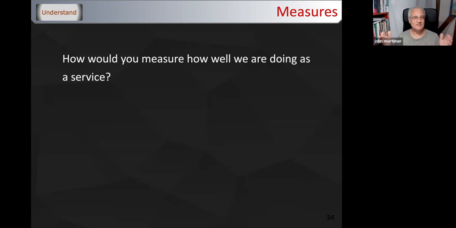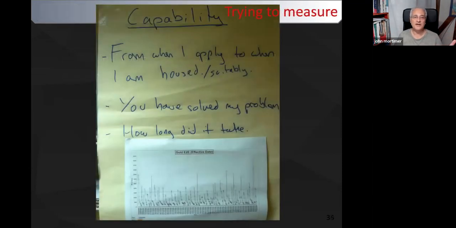Funnily enough, they hadn't actually been measuring this, but that's what they came up with. They came up with a few more things, but this was the central one. And this was really interesting because this is the sheet that we had on the wall. Do you notice, by the way, that none of this is digital?